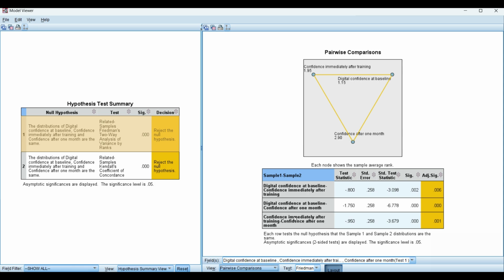So we simply conclude the findings: there is a large improvement from baseline digital confidence to immediately after training, there is also a large improvement from baseline to after 1 month, and there is also a large improvement from immediately after training to after 1 month. So in this way we apply the Friedman test in SPSS in two ways. First we test the Friedman with Kendall's W, and we also compare the groups using the pairwise, post-hoc comparison. Thank you for watching my video.